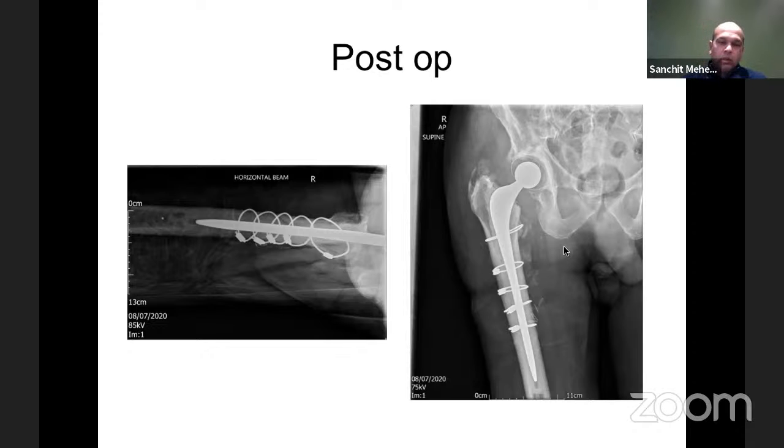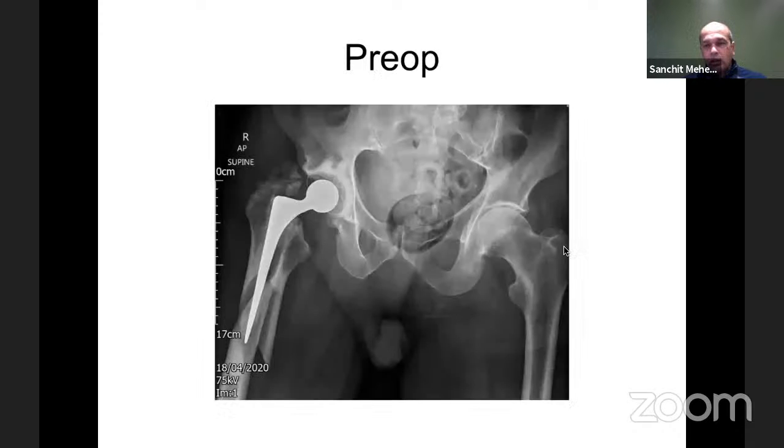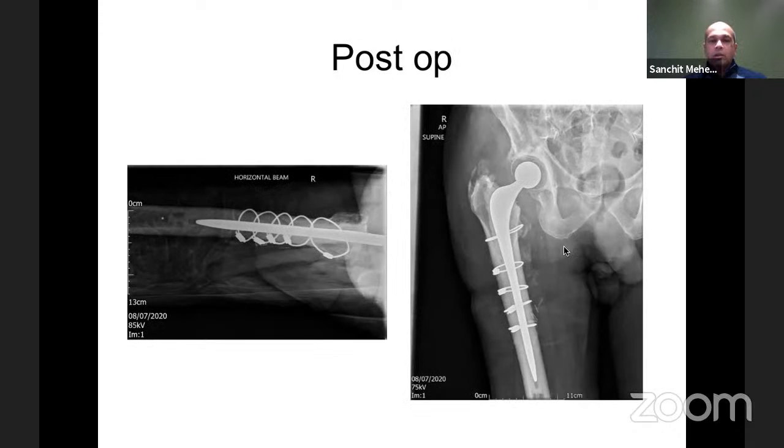And contrary to the popular belief that the cement will extrude out of this sort of fracture site, that doesn't happen. Even though the fracture was quite comminuted, provided you restore the anatomy and make it a tube, there's not a lot of cement extrusion, and certainly it doesn't seem to interfere with the fracture healing.